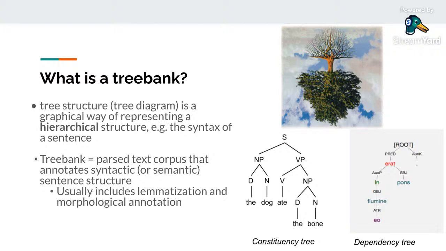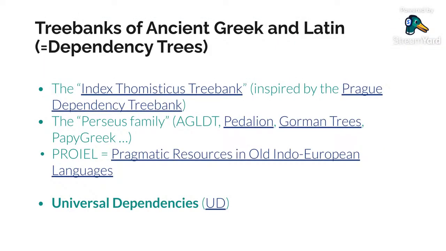And usually it includes lemmatization and morphological annotation. Here you see the constituency tree and the dependency tree, which is what we usually do in ancient Greek and Latin. We have several different corpora of texts that have been linguistically annotated. Here are some of them. I might have forgotten something, but for example, for Latin, there's the Index Thomisticus treebank of Thomas Aquinas, and this is inspired by the Prague Dependency Treebank. The Prague Dependency Treebank for the Czech language was the thing that started the whole dependency annotation framework. So all of these are children of it.